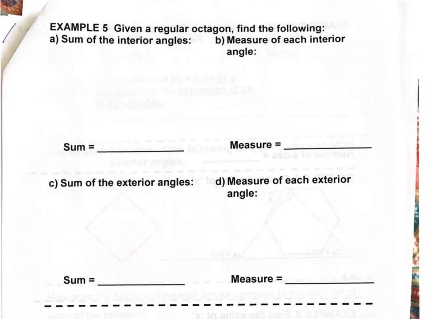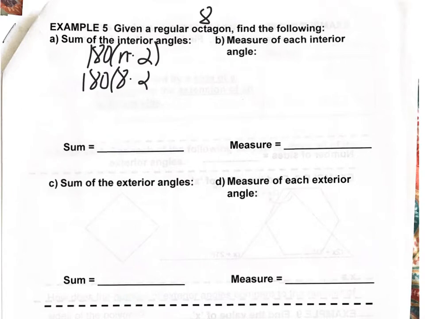Okay, so let's do an octagon. How many sides does an octagon have? Good, 8. So we're going to do 8. The sum of the interior angles is 180(n minus 2). So 180 times (8 minus 2), so 180 times 6, which is 1080.